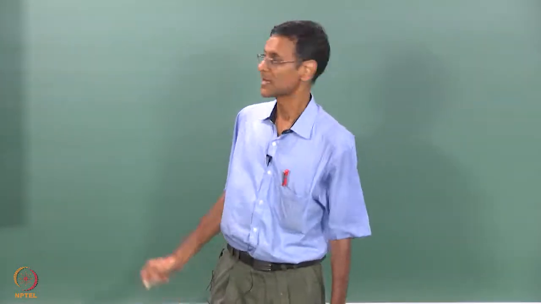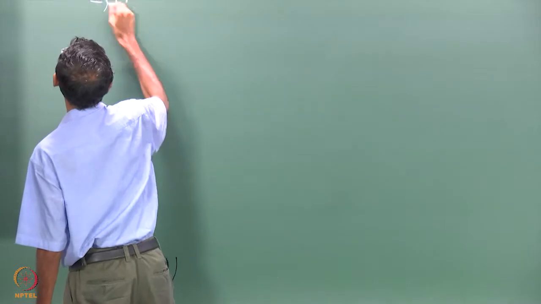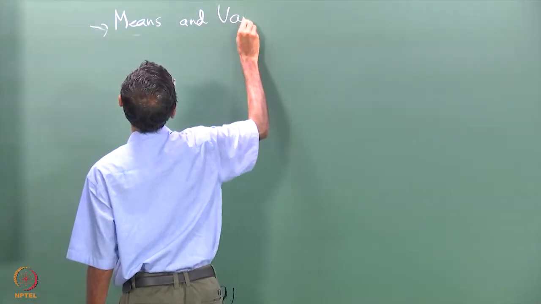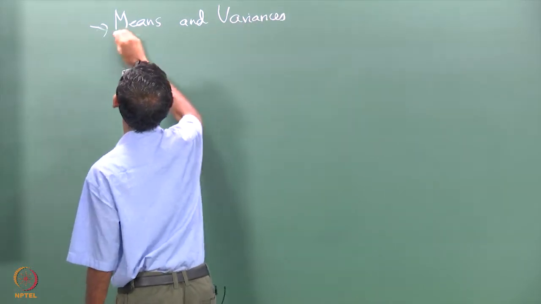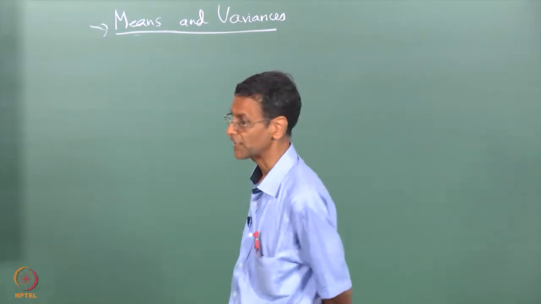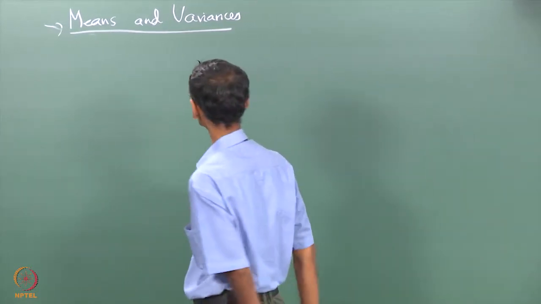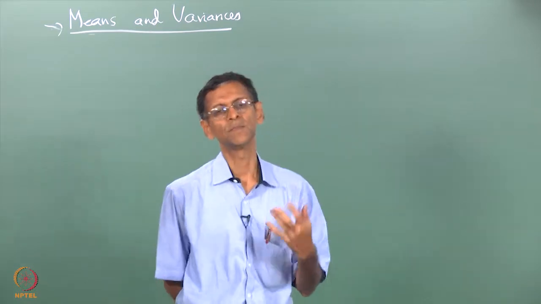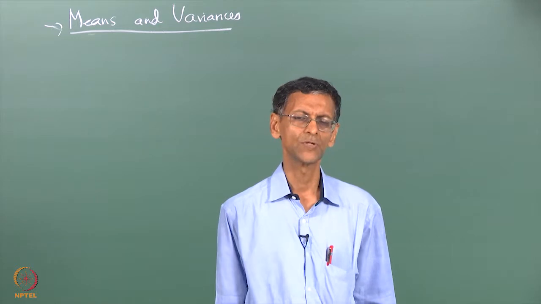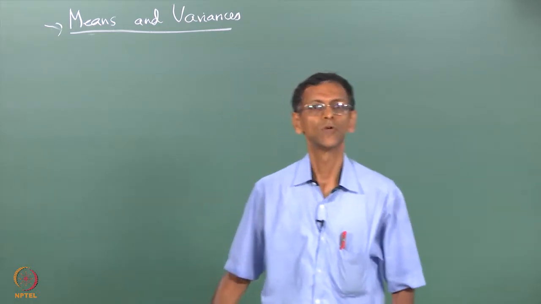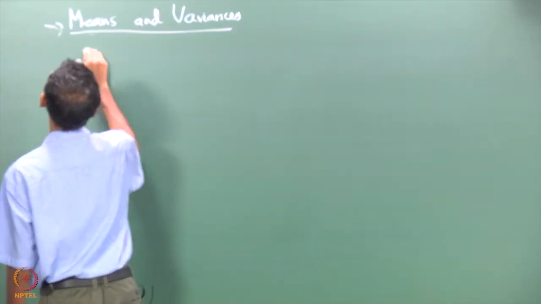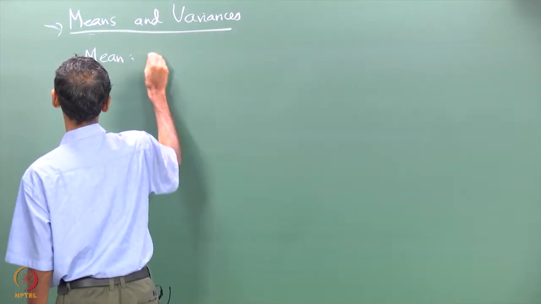Last week we defined the means and variances of probability distributions, both discrete and continuous. It turns out that the meaning is the same, whether it's a discrete distribution or a continuous distribution. So what is the mean? In words, the mean is the center of mass.